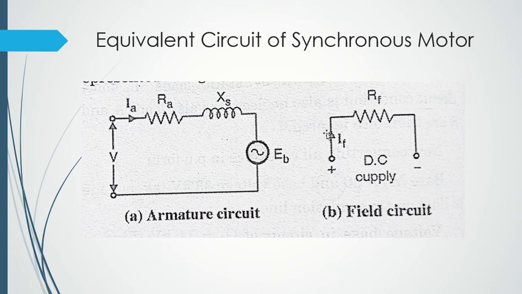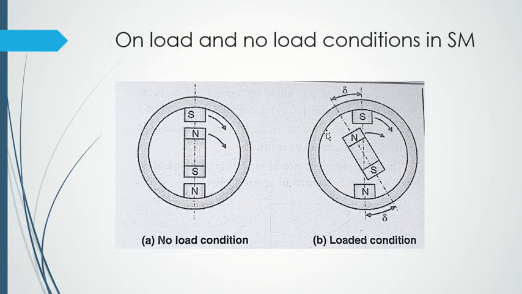Now let's talk about what happens when we run my synchronous motor on load condition and off load condition. When we put some load on my motor, what will happen? The speed of my motor will decrease, but only for a small moment of time. It will decrease momentarily, and after a little time period, it will again start running at synchronous speed, and it will continuously run at synchronous speed only.